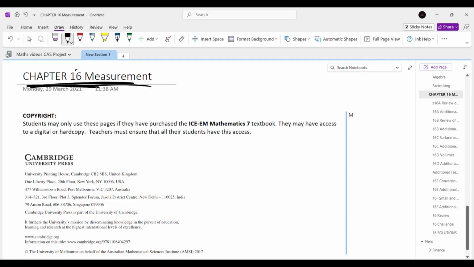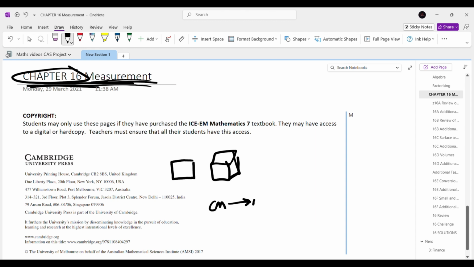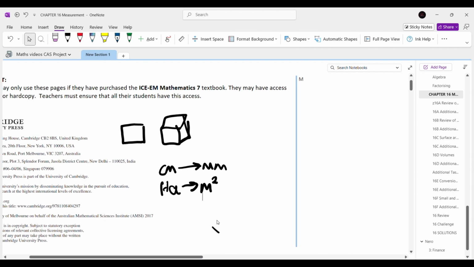Today we'll be going over Chapter 16 in your textbooks, which is about measurement. In this chapter we will cover how to calculate area of 2D shapes, find surface area and volume of 3D shapes, and how to convert between different units of measurement, such as centimeters to millimeters, hectares to square meters, and so on and so forth, in order to help you in your measurements both in real life and in this course.